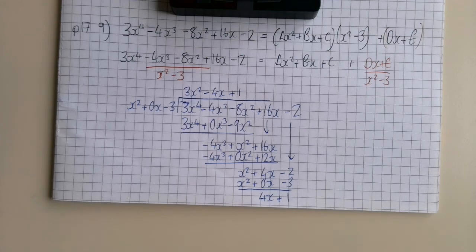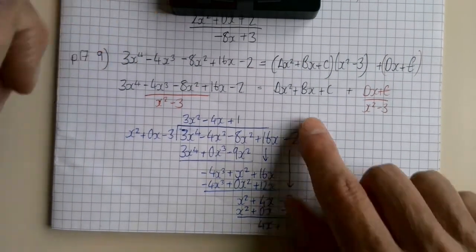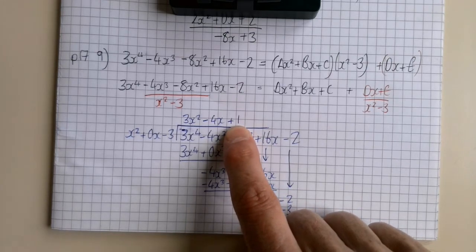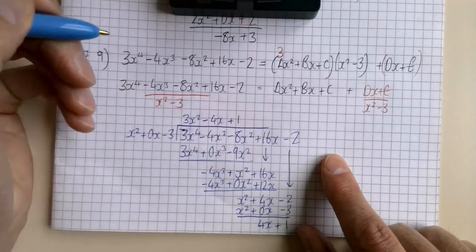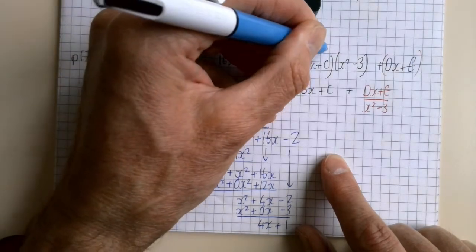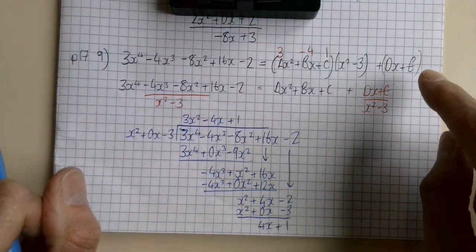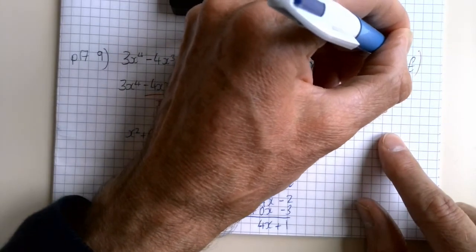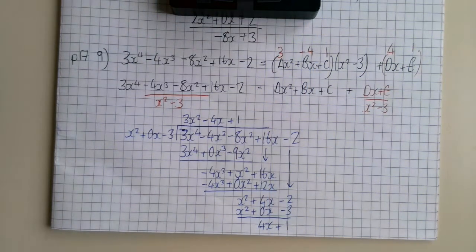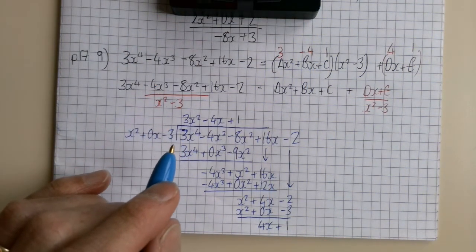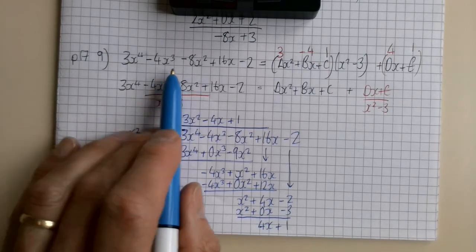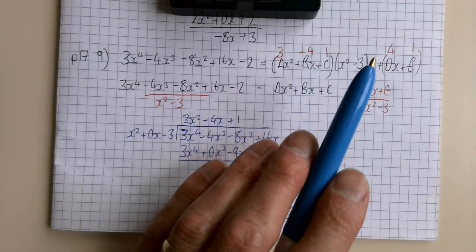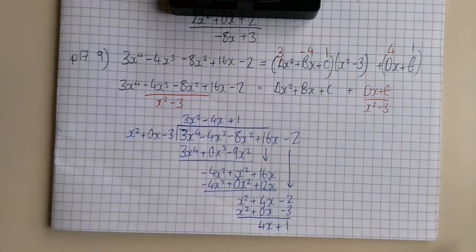So in terms of the original question, this is my ax squared plus bx plus c. So a is 3, b is minus 4, and c is 1. And then this is my remainder, here or here. So d is 4, and e is 1. And in questions like this one, where it just says find the values of A, B, C, D, and E, you don't actually need to rewrite it at the end. You can just say A equals 3, B is minus 4, C is 1, D is 4, and E is 1.